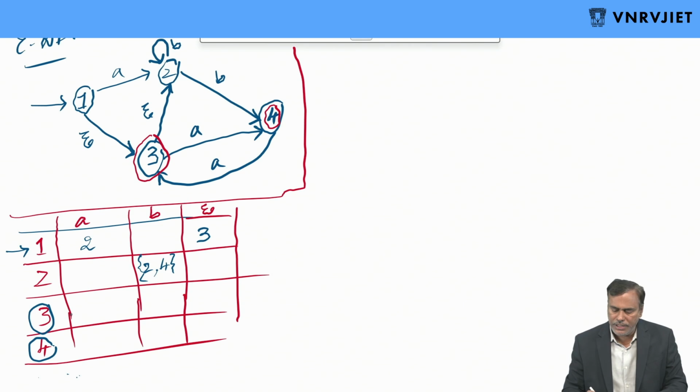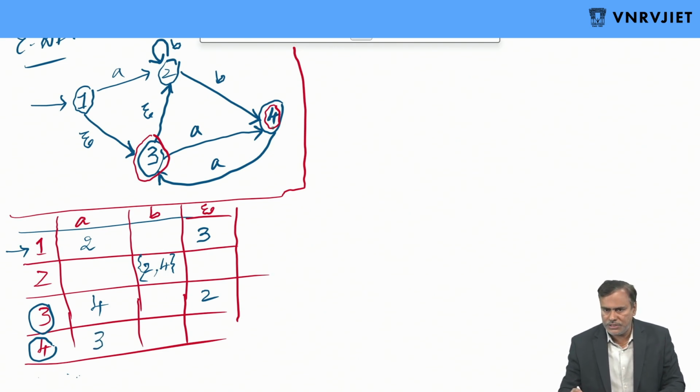From 3 on A you can go to state 4. From 3 on epsilon you can go to state 2, so under the epsilon column I write 2. State 3 doesn't have transitions on input symbol B. Next, coming to state 4, 4 on A you can go to state 3.